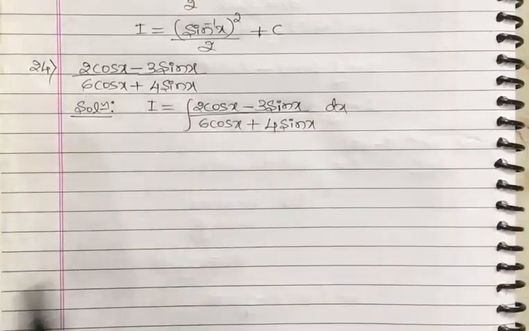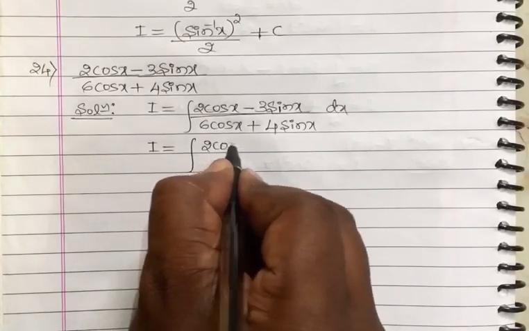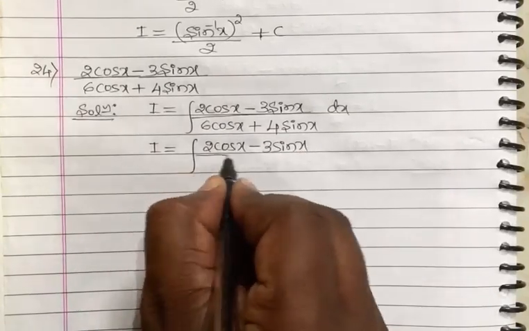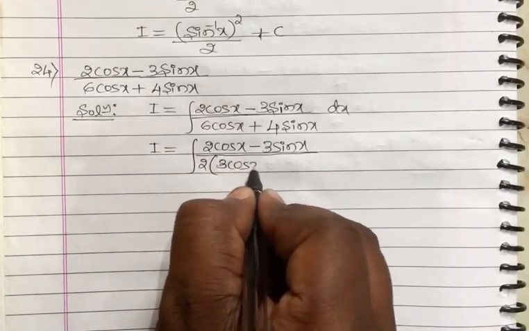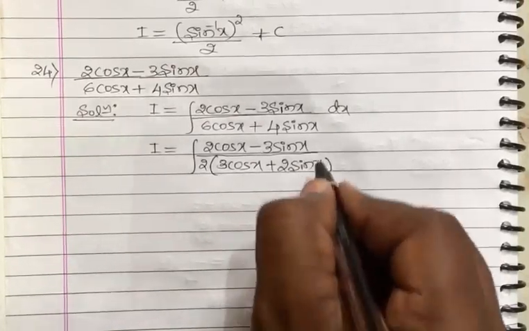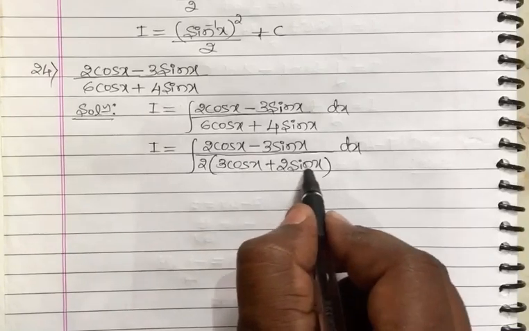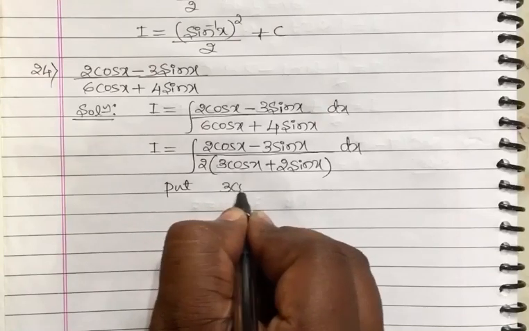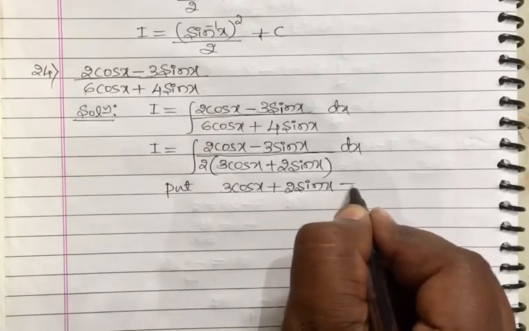So I take 2 common in the denominator. I is equal to the integral of (2 cos x minus 3 sin x) divided by 2 times (3 cos x plus 2 sin x) dx. So now put the denominator equal to t, that is, put 3 cos x plus 2 sin x equal to t.